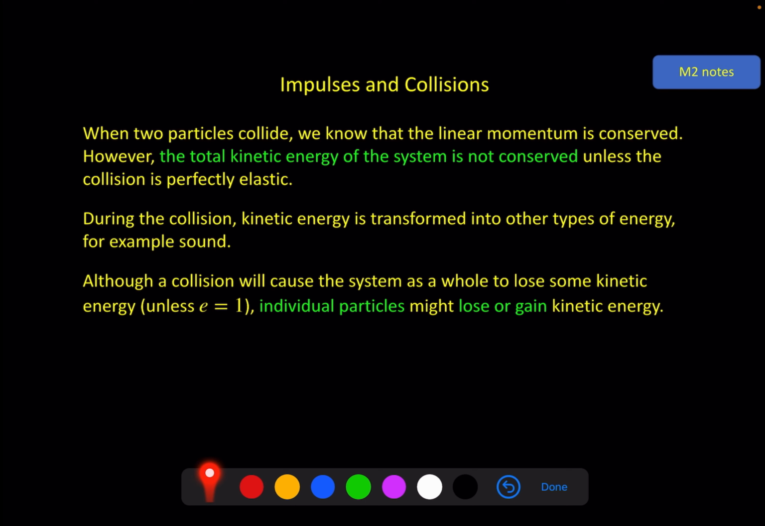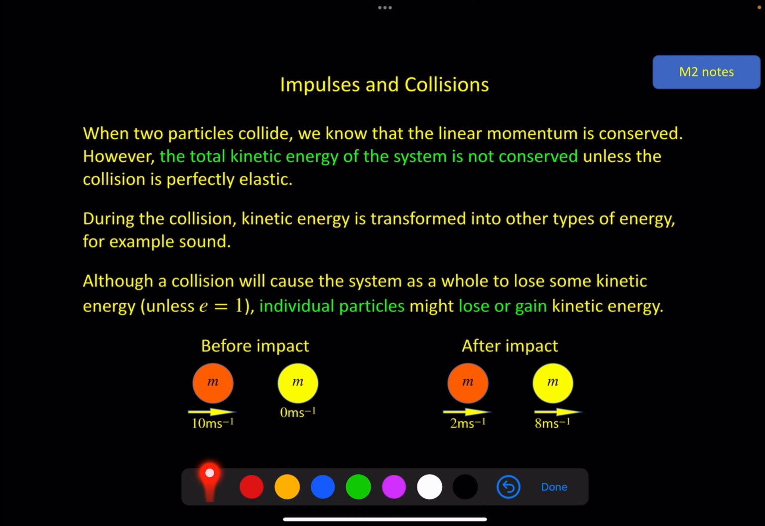Now I've put here specifically that a collision will cause a loss of kinetic energy. We will see in one of our examples in this video something that's not a collision and there will be a gain in kinetic energy. So you still need to be careful of the context of your question. Just in case you, like me, think that this is a little bit strange, that you can lose kinetic energy but not lose linear momentum, I've got a quick example just to show that it can happen. Here we have, before impact, 10 meters per second mass m, 0 meters per second mass m.